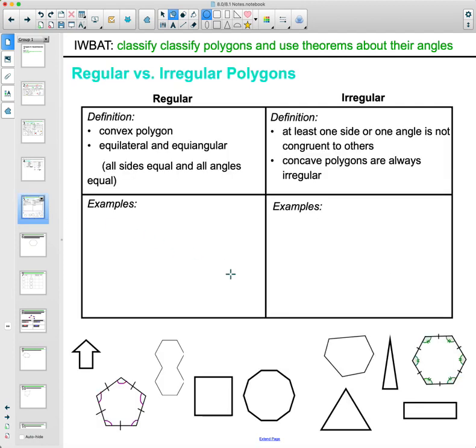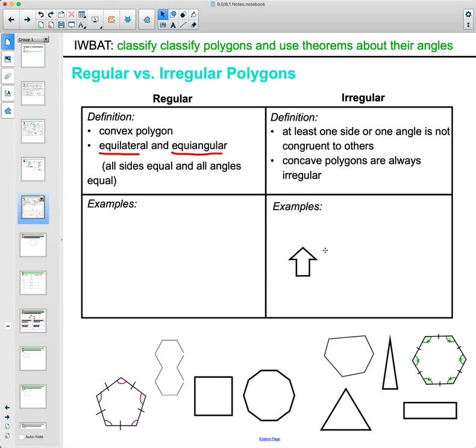One other way to classify polygons is based on whether they are irregular or regular. Regular means that it's equilateral and equiangular. So all the sides and all the angles are equal. Irregular would mean that it doesn't have that. There are sides that aren't the same, or there are angles that aren't the same. It could be equilateral and not equiangular for it to be irregular. Both have to happen for regular.